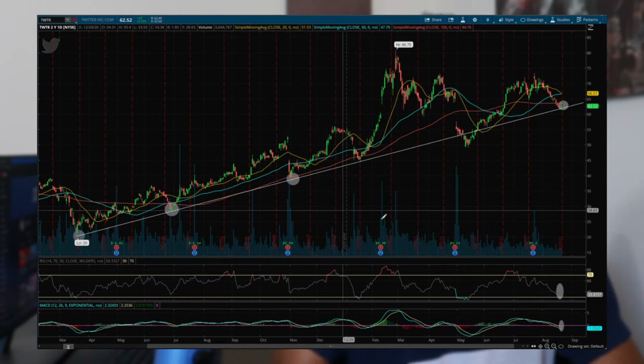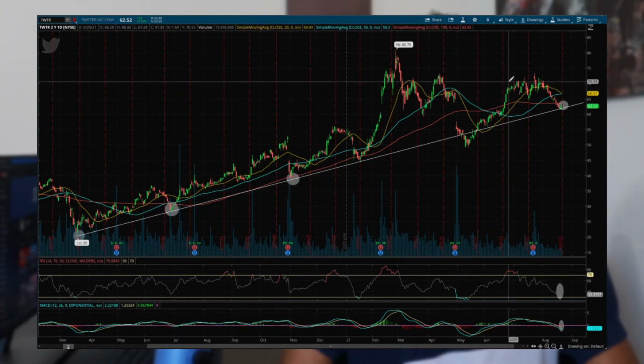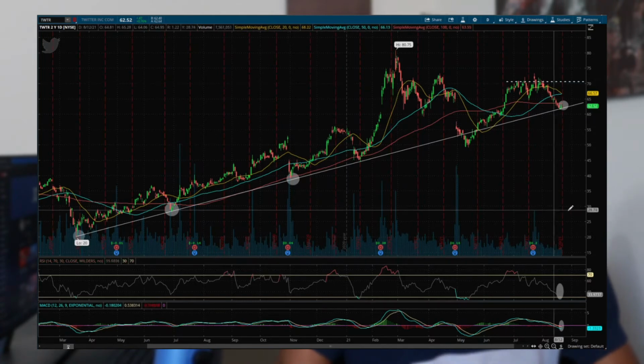And for my price target, I definitely see Twitter going right back up to around $70. That's where they have a decent amount of resistance. And then for my stop loss, I'm keeping it right underneath the trend line. If it breaks the trend line, then that's where I would hop out of the trade. Now, if we go over to Robinhood, I'll show you exactly which call options I'm looking at buying so that you can play the same trade as well.